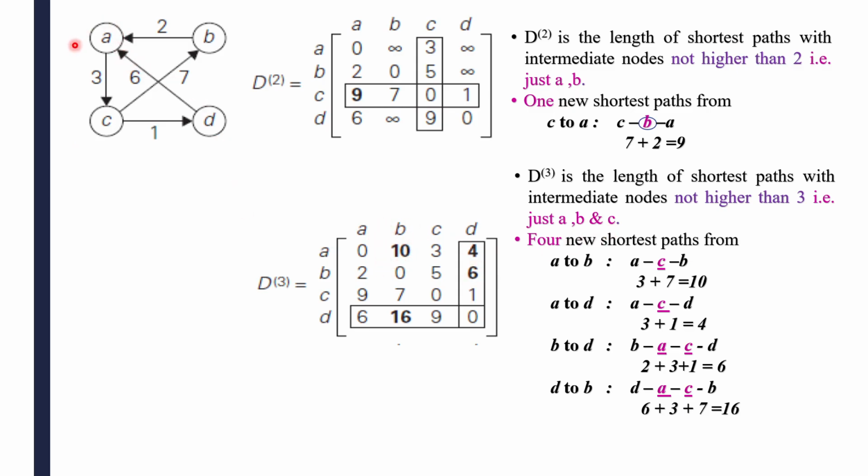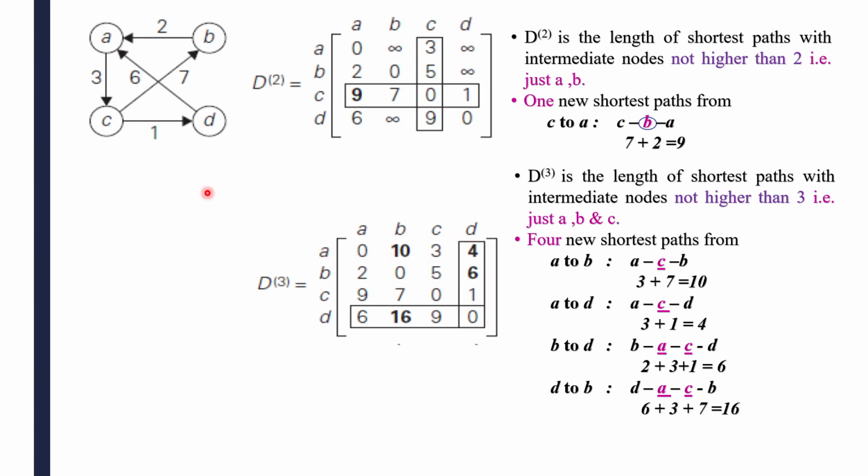So now from A to A, there is no path. A to B: yes, using C as an intermediate node, I'll get a path. You have to check and calculate like this. A to B, I'll get the new path taking C as an intermediate node, that is A to C and C to B. That is 3 plus 7, which is 10. That's why it is changed to 10. A to C, a direct path is there, that is 3.